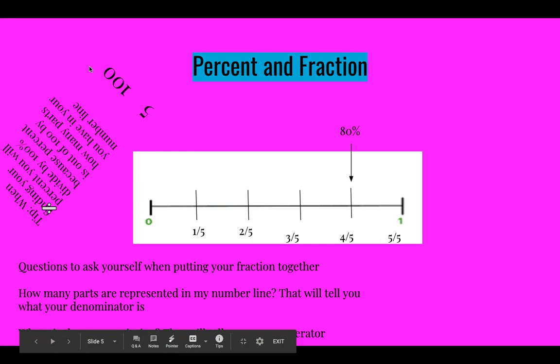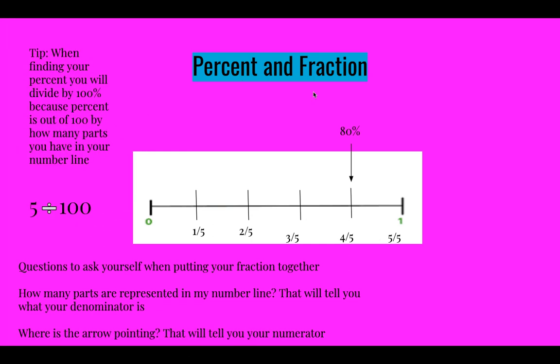And remember, tip, when you're finding your percent, you will divide 100%, because percent is always out of 100, by how many parts you have in your number line. So if I did 100 divided by 5, I would get 20. So that lets me know that each section is out of 20%. So 20%, 40%, 60%, 80%, and then the last should be 100%, because percent is always out of 100.